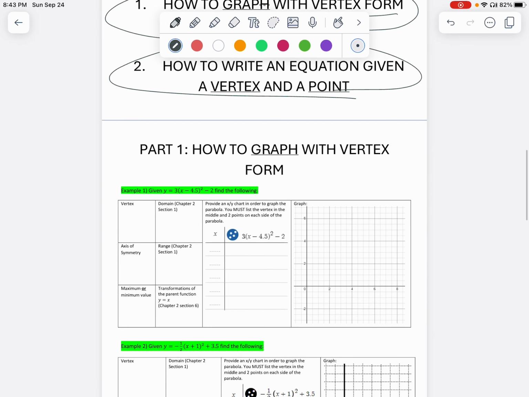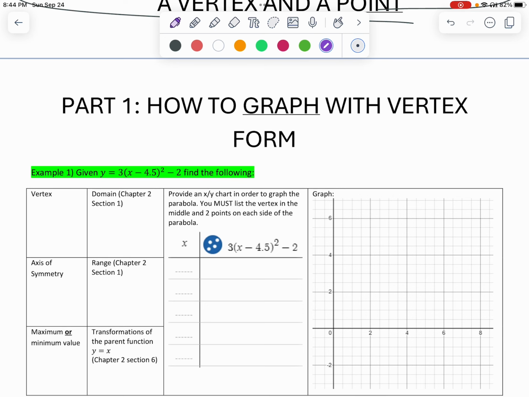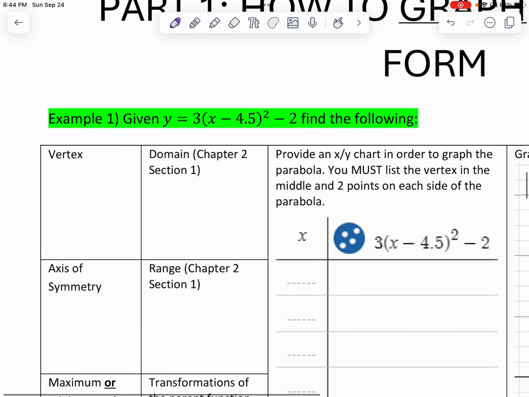Part one, how do we graph them if it's in vertex form? Well, first of all, if it's in vertex form, give it a big fat smile because it's gonna be so much easier than standard form tomorrow. Example one, given this particular quadratic equation, notice the squared, find the following, the vertex. Well, let's start with the vertex.